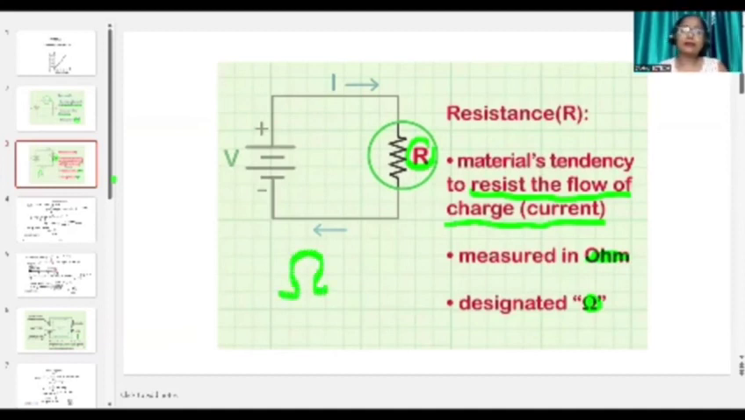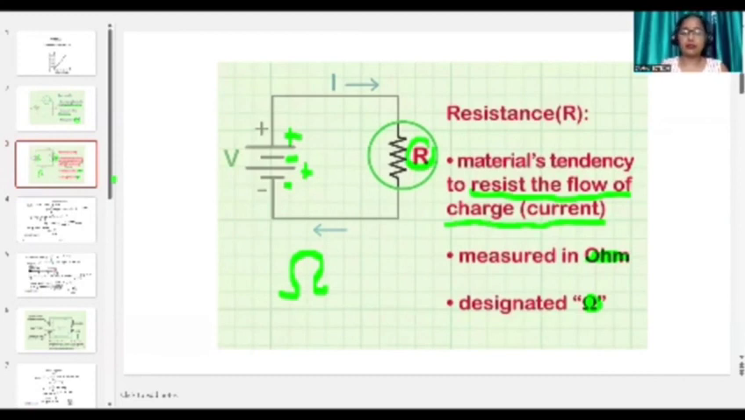Then you can see here a battery. Now always remember, in a battery, the longer line stands for positive charge, then the shorter one for negative. Positive, negative. A battery is a combination of cells, which provides the potential difference.